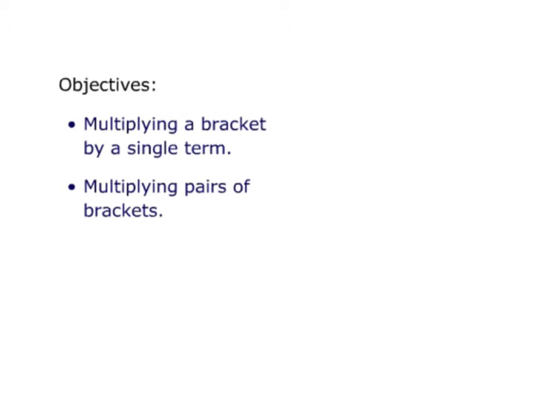Alright, so in today's lesson we want to revise two things. The first is multiplying a bracket by a single term. I'll give you an example of that. So that would be, say, within my bracket having, say, 2x plus 4, and multiplying that outside by one single term, so I could write maybe 6.